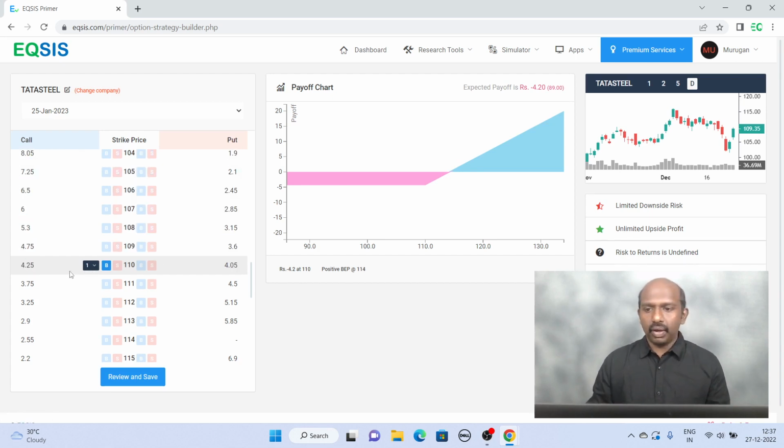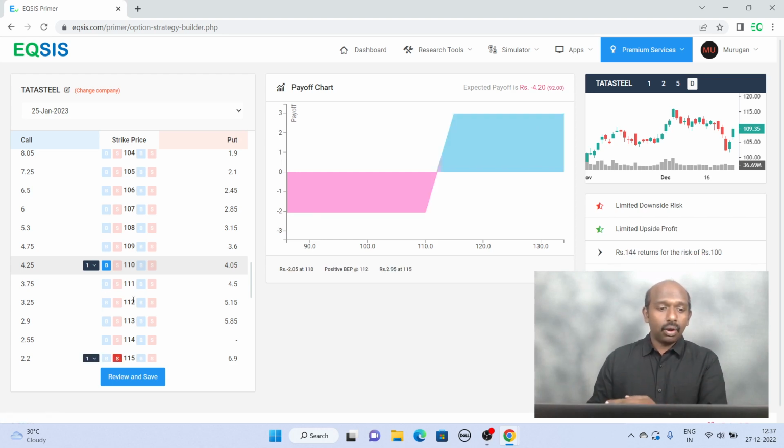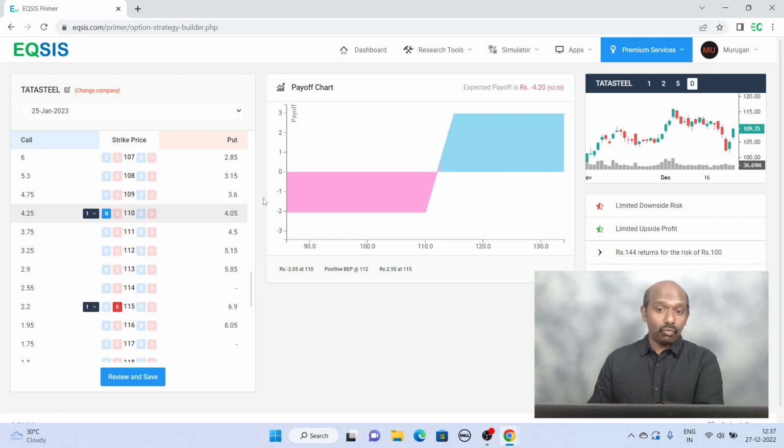Now you see it's 4.25. Okay, and it picks up this one. Okay, now I'm buying a call option, and if I wish to sell a call option, I can sell a call option which is, let's say, 115. Why am I selling a call option? Because I want to take the premium back. So I'm forming a strategy.